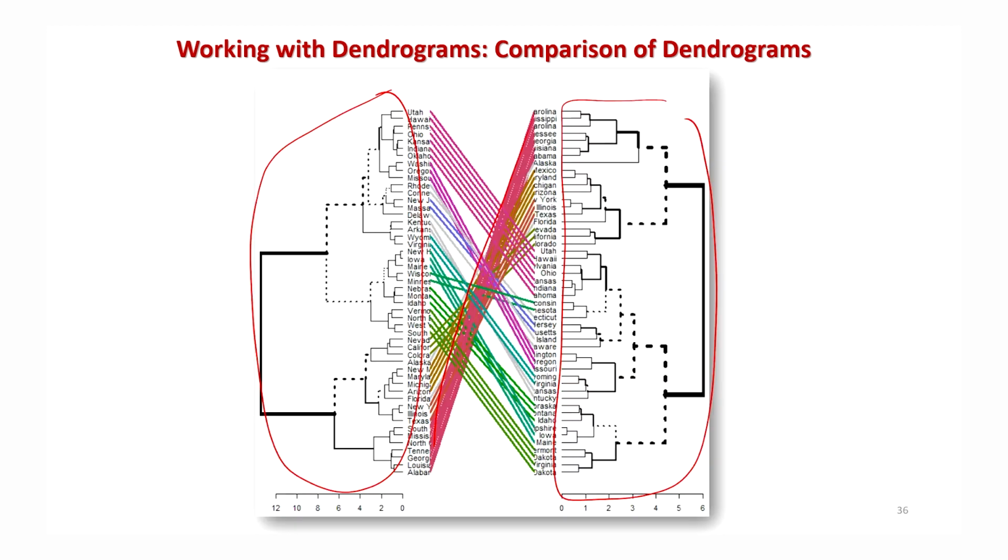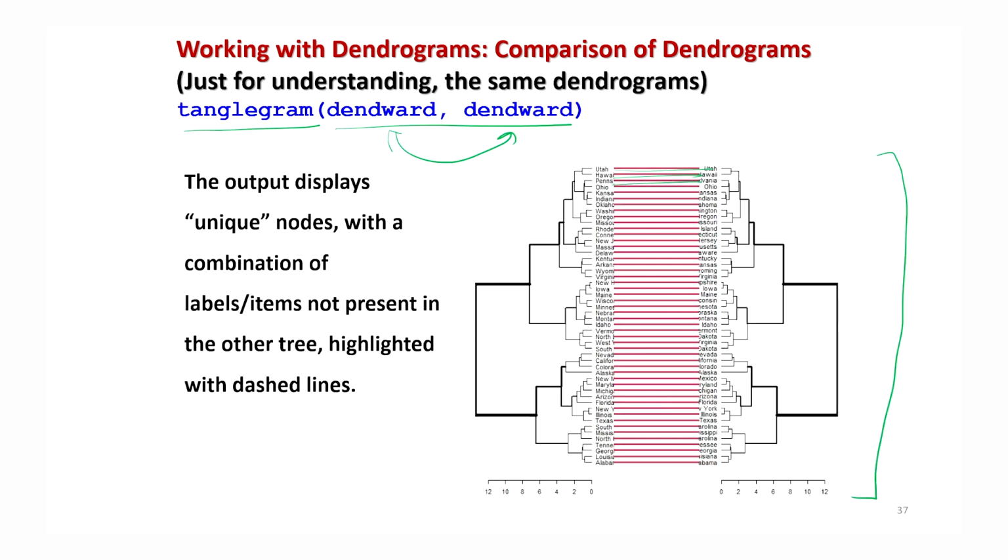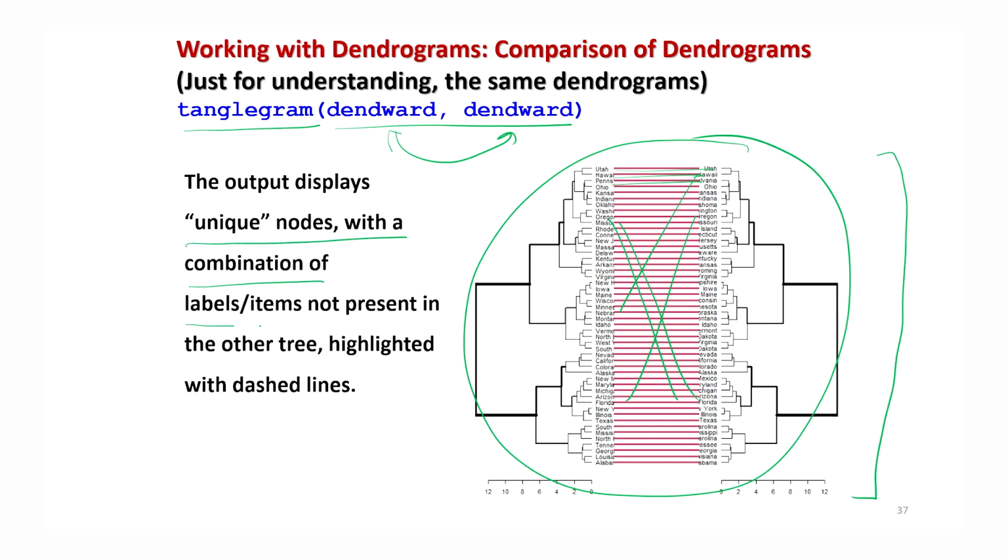Whereas if the lines are crossing, that means there is a difference in the way you have obtained the two clusterings. In this case, both methods are giving the same outcome, so the lines are simply horizontal. But if these lines become like this or like this, that means there is a deviation, right? This output displays the unique nodes, with a combination of labels not present in the other tree, and they are highlighted with dashed lines.